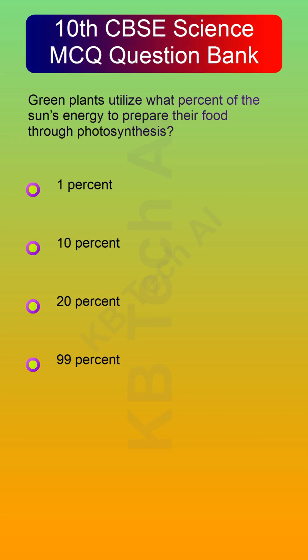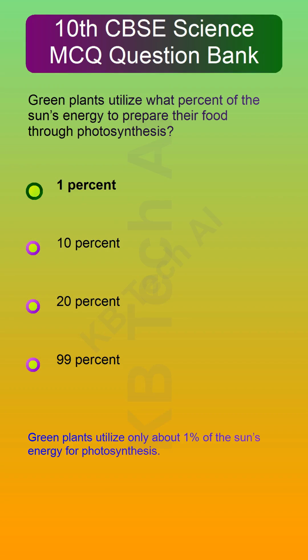Green plants utilize what percent of the sun's energy to prepare their food through photosynthesis? Option 1, 1%, option 2, 10%, option 3, 20%, option 4, 99%. The answer is, option 1, 1%.